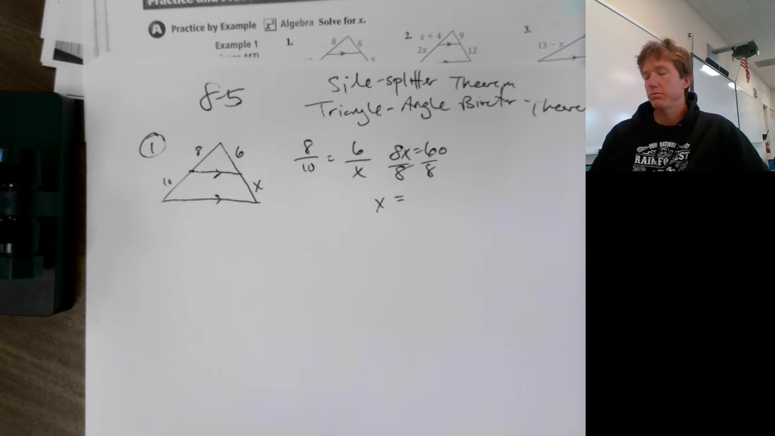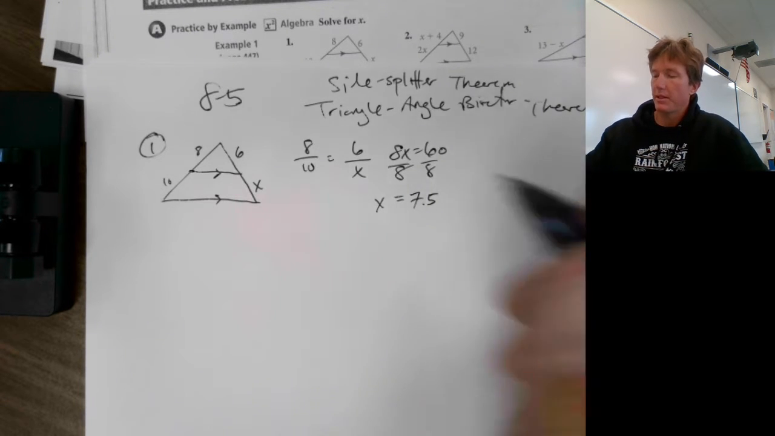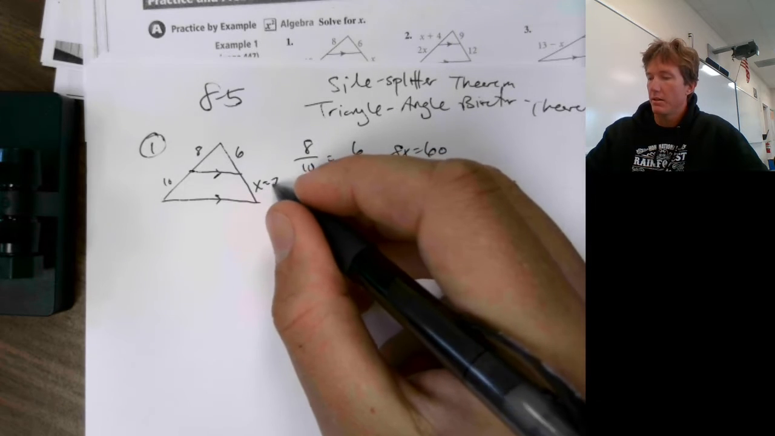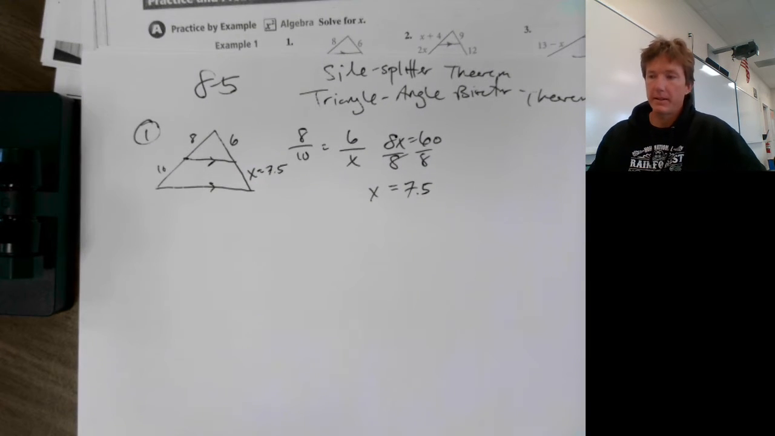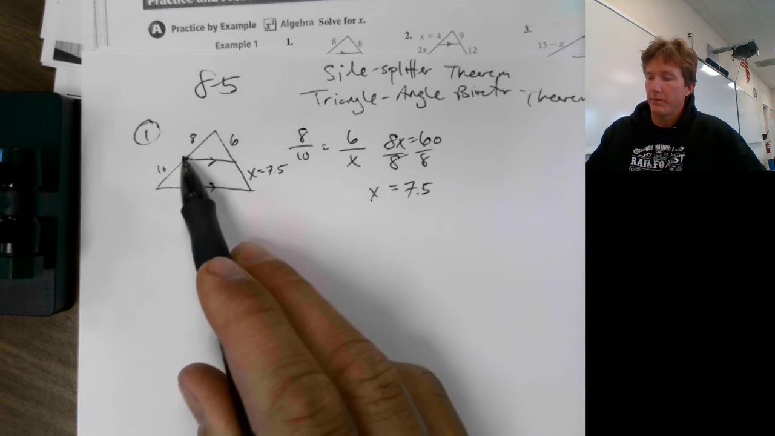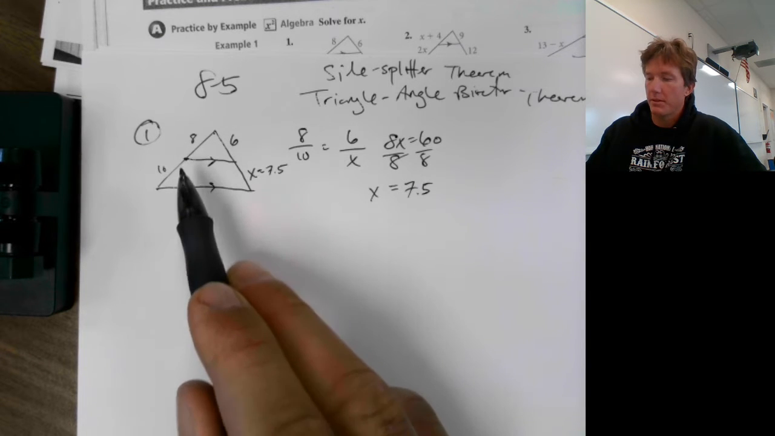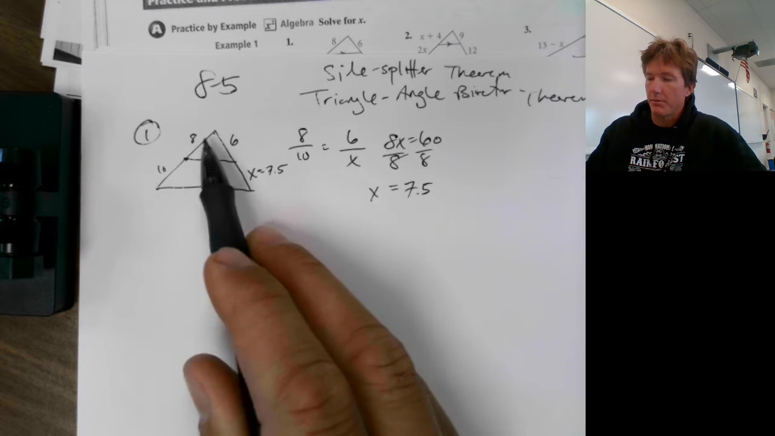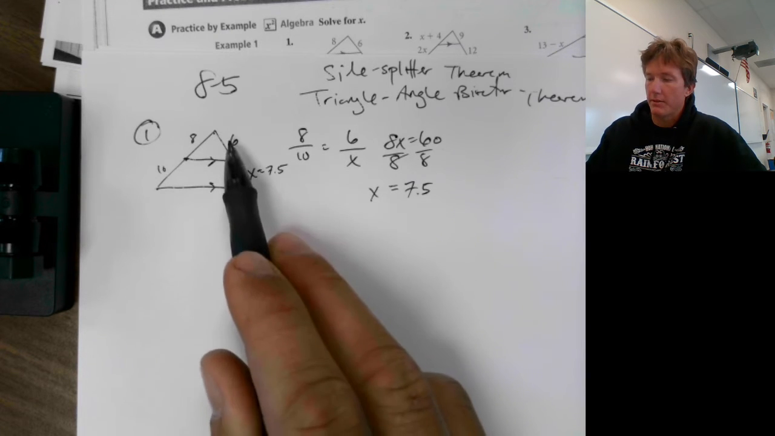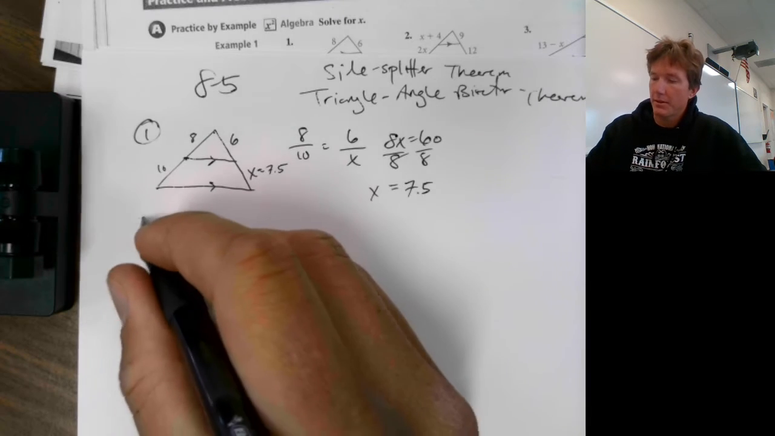which is 7.5. I think, yeah, 7.5. So x equals 7.5 there. Okay, that's what the Side-Splitter Theorem does. It says that this side, from here to the top, and then from the bottom corner to the middle, this is a direct proportion, and that this side here of the triangle is also going to have that same proportion. Okay, so let's look at number 2.